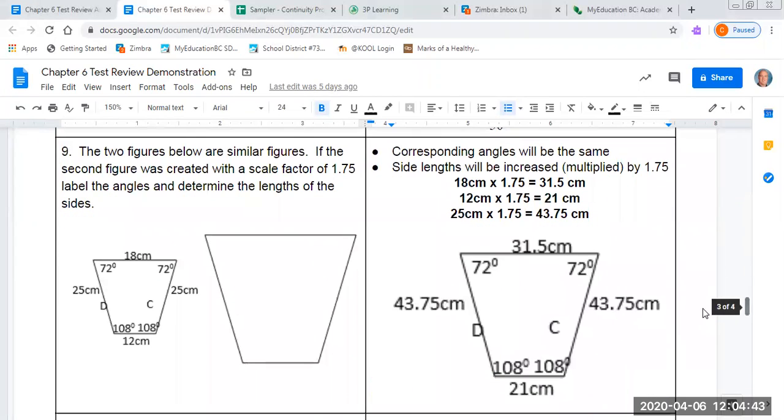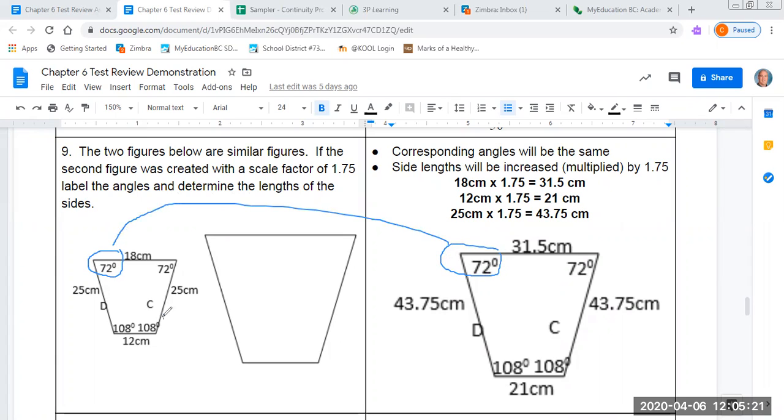So question 9, it says the two figures below are similar figures. If the second figure was created with a scale factor of 1.75, label the angles and determine the lengths of the sides. So basically what we're saying here is that these are similar figures, and therefore, if these are similar, then they must share the exact same angles. So that is why this angle here is going to be the same over here, because it corresponds with one another.